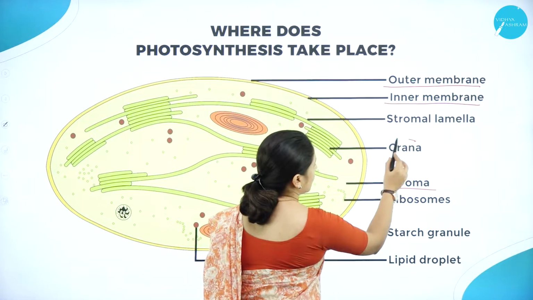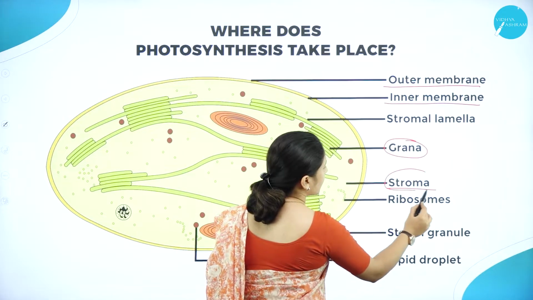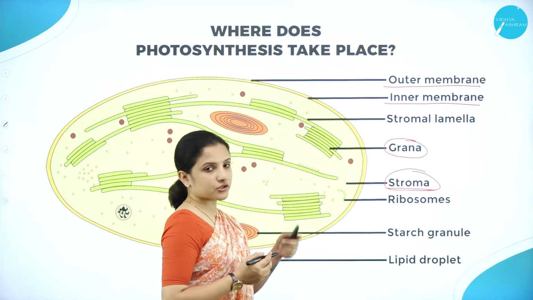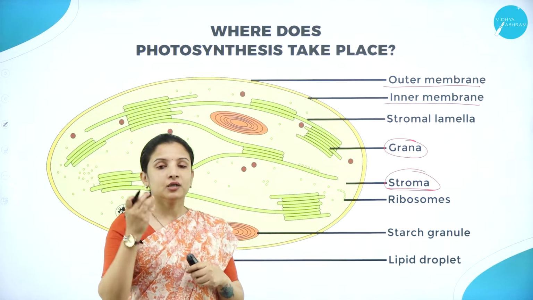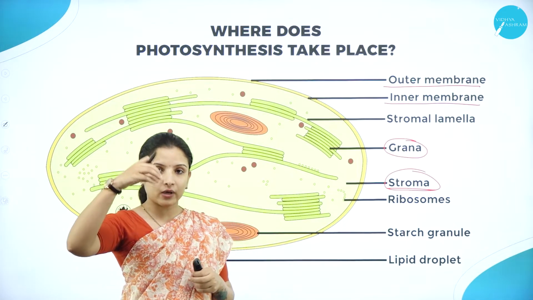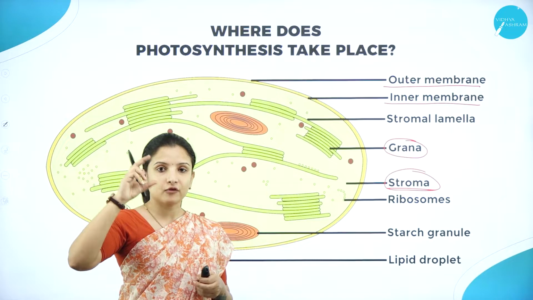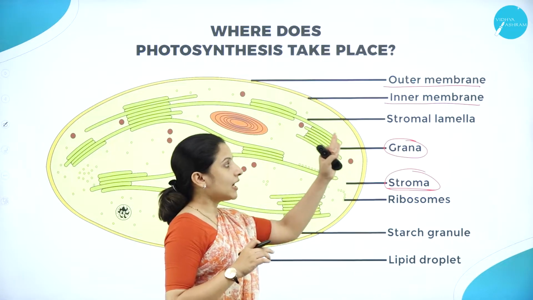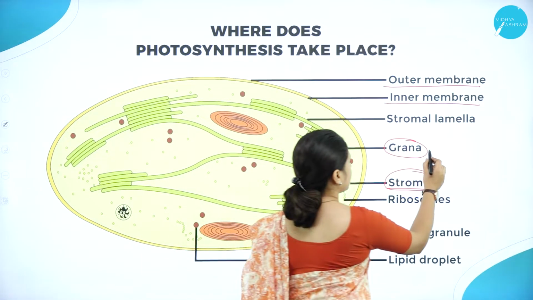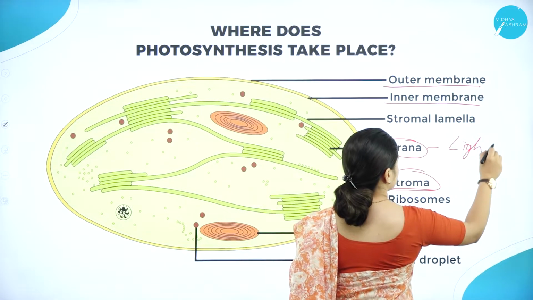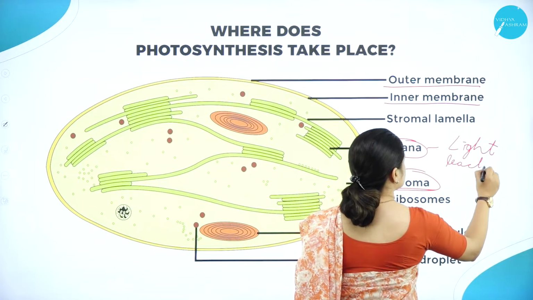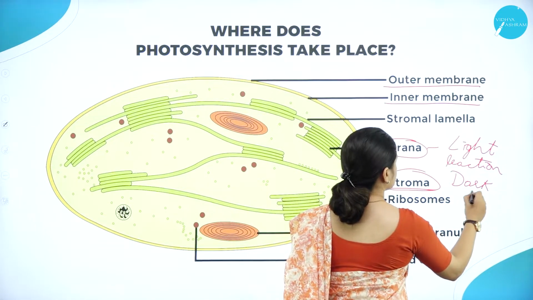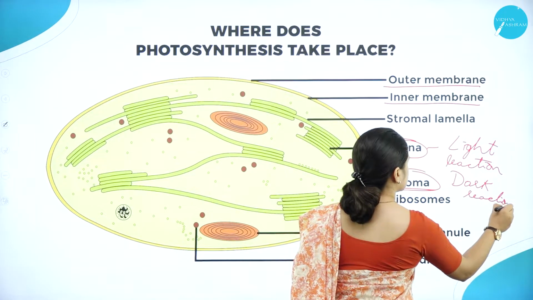Grana and stroma are two very important structures in the chloroplast. Grana are coin-like structures stacked one above the other. If you place one coin above the other, it will look like a pile of coins, right? That stack of coins is the grana that you see here, and it is in the grana that the light reaction takes place. Light reaction occurs in the grana, and dark reaction occurs in the stroma.